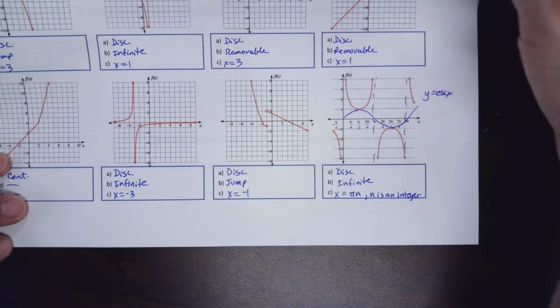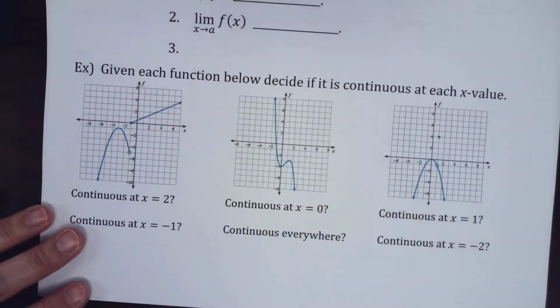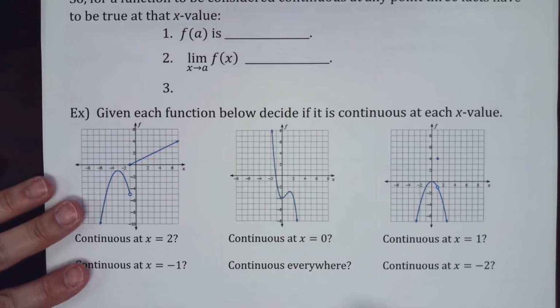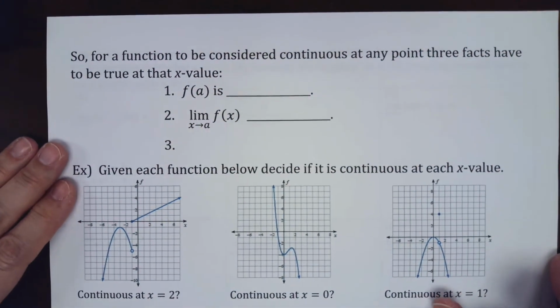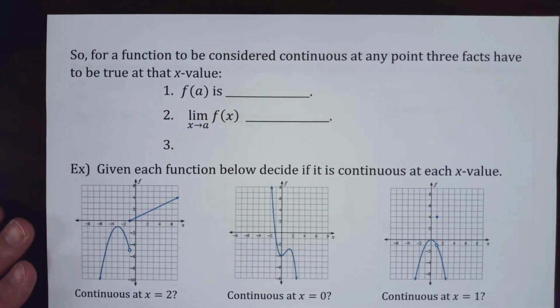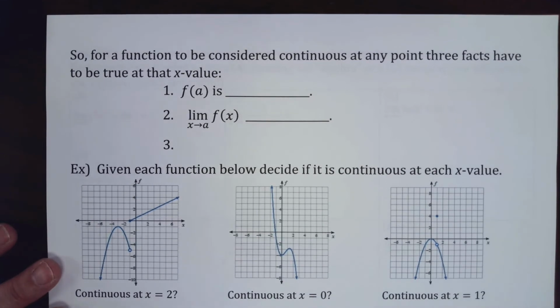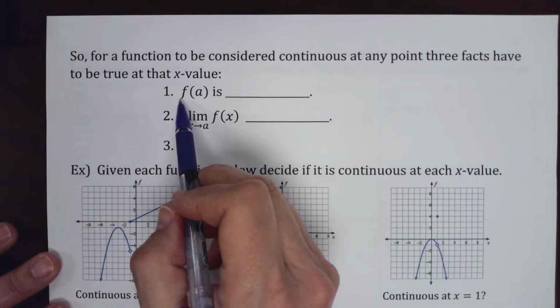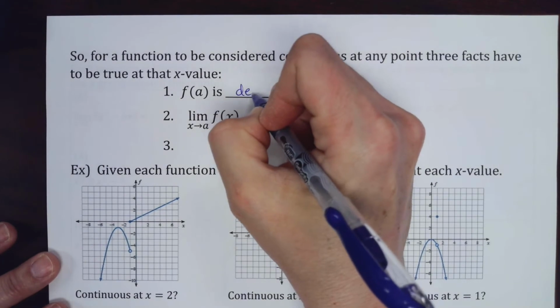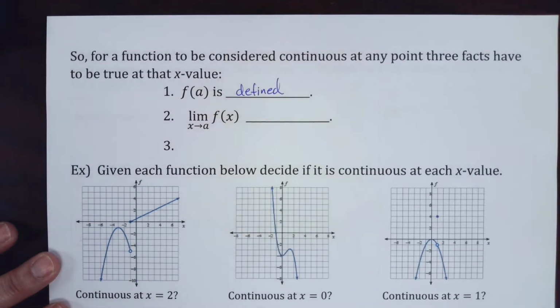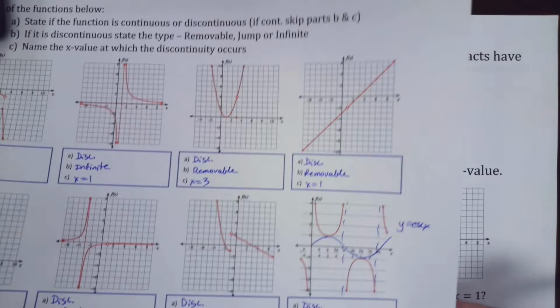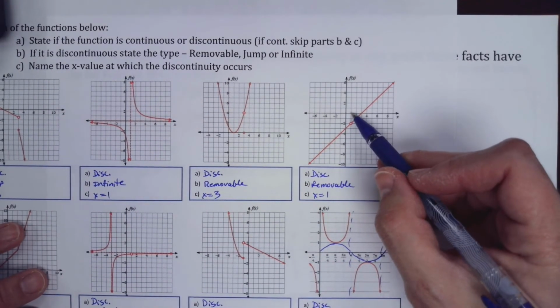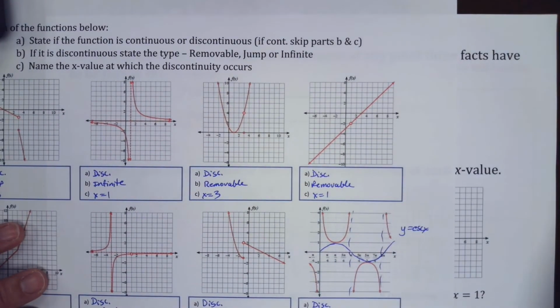All right, so the next little bit is so you can see with your eyes that things are discontinuous, but this is the rule for a function to be considered continuous. For a function to be considered continuous at any point, there are 3 things that have to be true. First of all, the function value at that point is defined. So when I go on this graph here and I see x equals 1 is not defined, that breaks that rule.